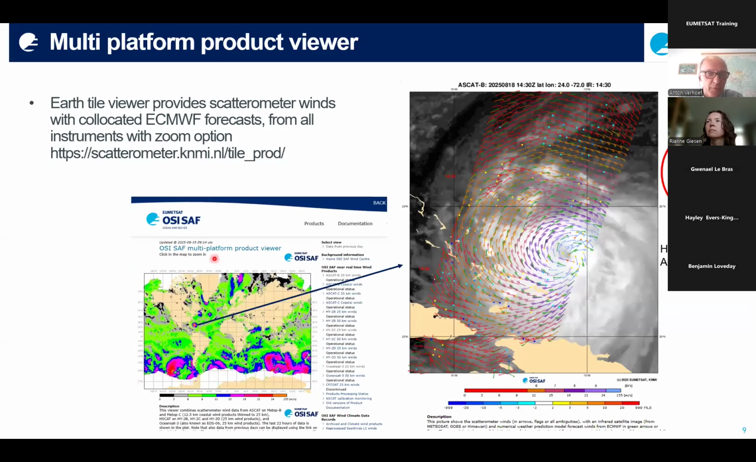So this is an example. It's the multi-platform product viewer. It brings together all the scatterometer winds from OSI SAF from one day. Then you can see on this world plot that we really cover all the oceans. And if you click somewhere on this plot, you get a detail image. This is ASCAT, and you can also go back in time on the right-hand side and see the wind products from different satellites. In that way, you can see a history back around 20 minutes. That makes it easy to see how certain systems develop.